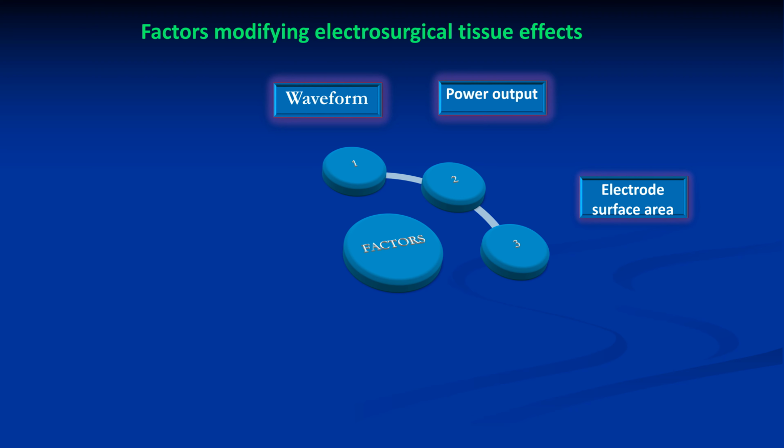Electrode surface area. The smaller the electrode, the higher the current concentration. Reducing the contact area of the active electrode by a factor of 10 increases the current density by a factor of 100 without changing the power setting. Activation time. Long activation time increases the extent of the tissue damage, whereas too short activation time may result in an inadequate tissue effect.